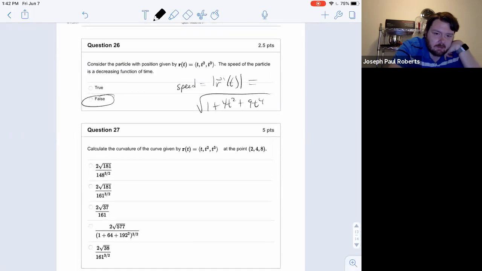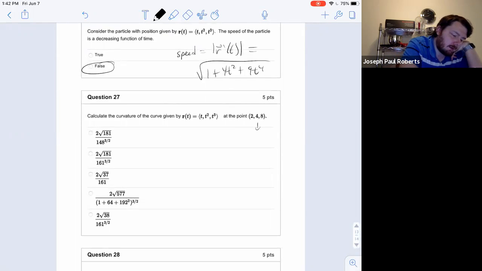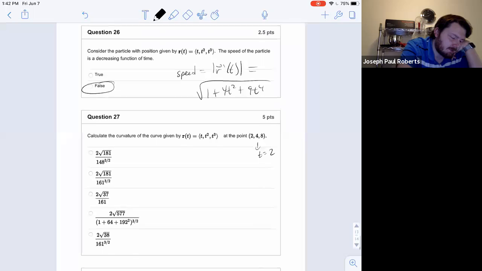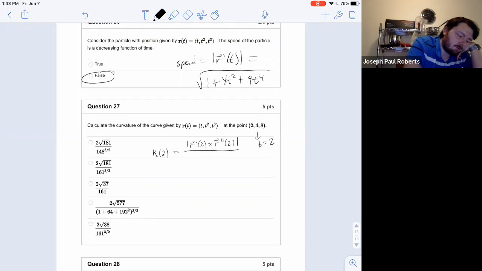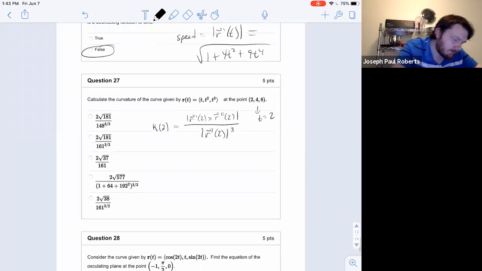All right, calculate the curvature at the point 2, 4, 8. So, okay, again, this is t equals 2. Figure that out. So curvature, there's the 2 formulas, but this one, we already see that the speed is non-constant for this curve. And so we want to use the cross product curvature formula. So basically the curvature at t equals 2 is what we're after. So we'll calculate it by doing the length of r prime of 2 cross r double prime of 2 all over the length of r prime of 2 cubed.